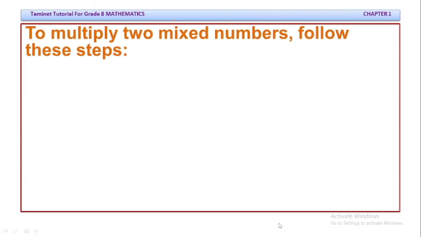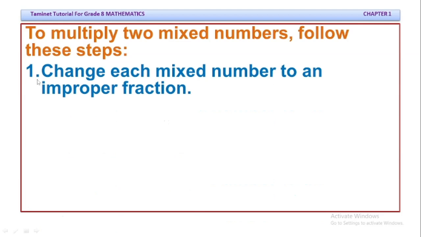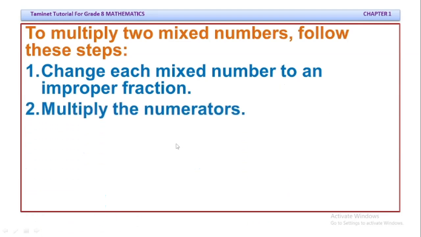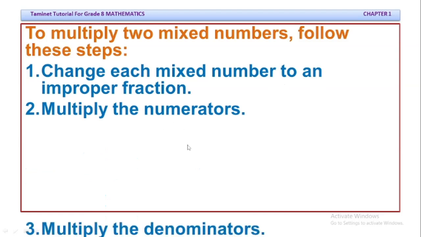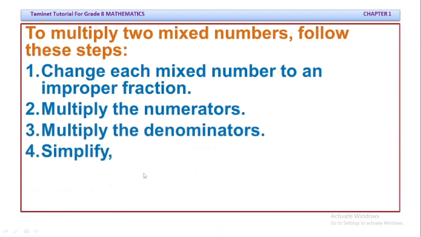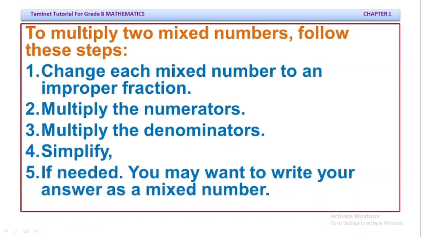To multiply two mixed numbers, follow these steps. If the two factors are mixed numbers, what will we do? First, change each mixed number to an improper fraction. Multiply the numerators, multiply the denominators, and finally simplify. Then if needed, you may want to write your answer as a mixed number if it is possible.